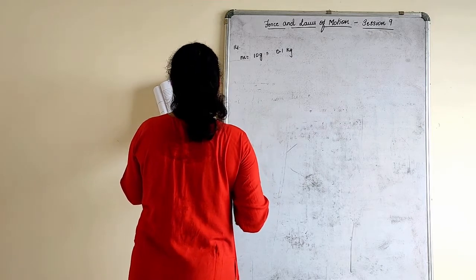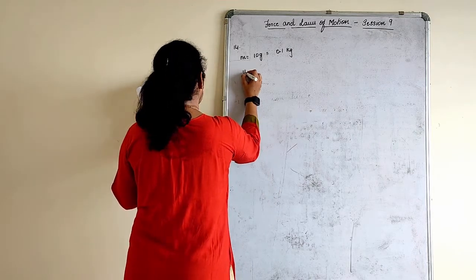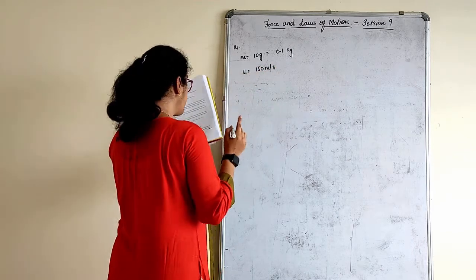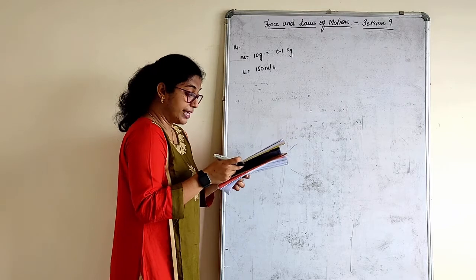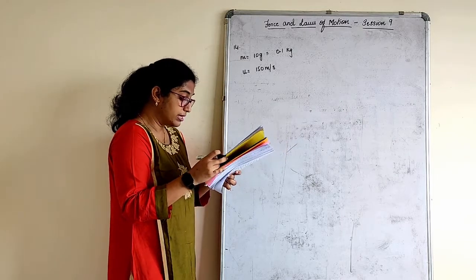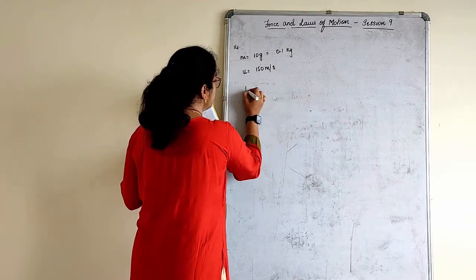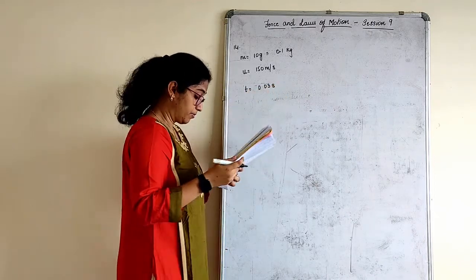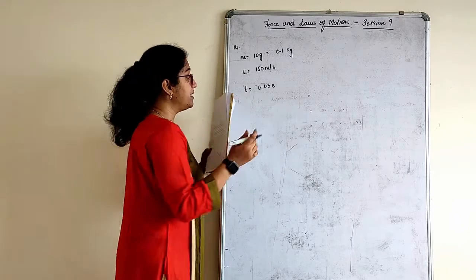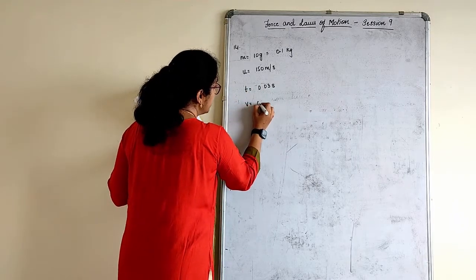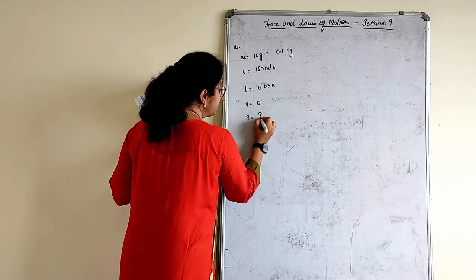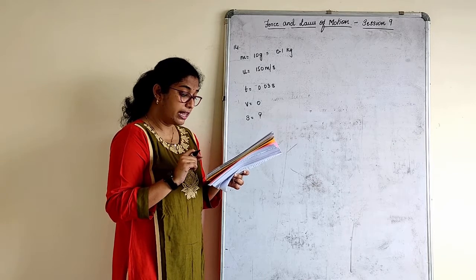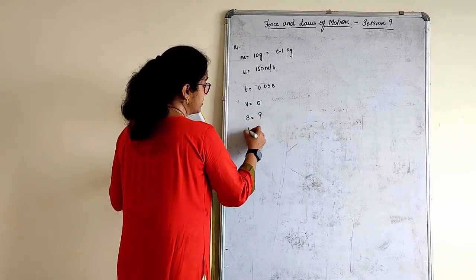Traveling horizontally with a velocity of 150 meters per second, it strikes a stationary wooden block and comes to rest in 0.03 seconds. Calculate the distance of penetration. It is coming to rest, right? So the final velocity is 0. Calculate the distance of penetration of the bullet into the block. Also calculate the magnitude of force exerted.